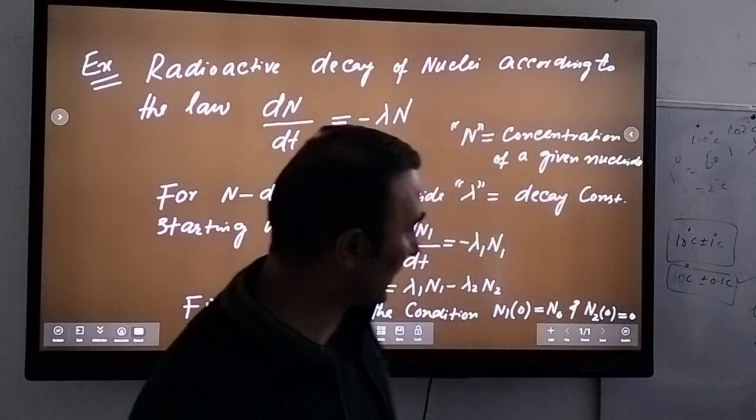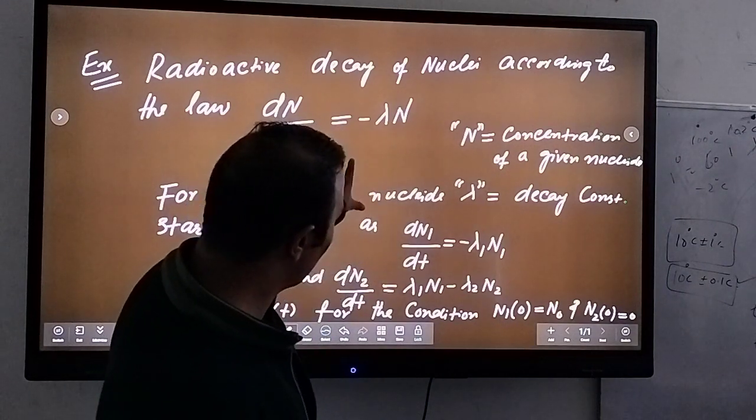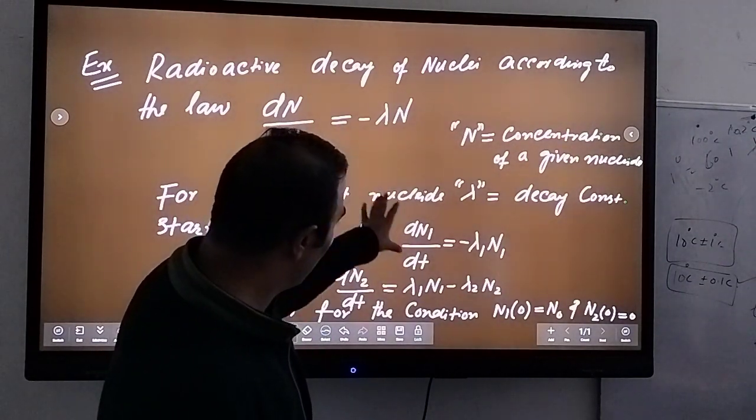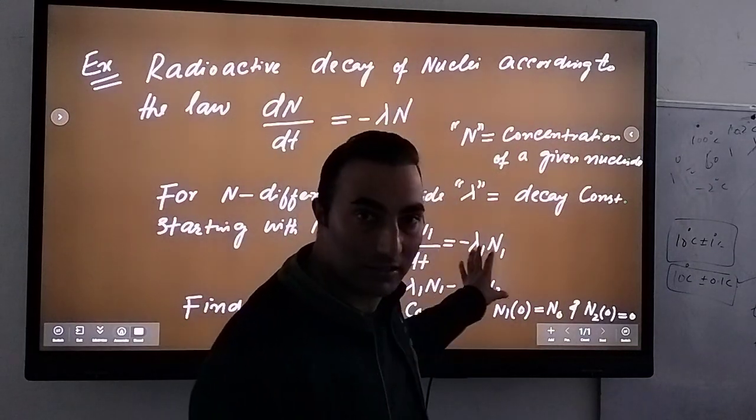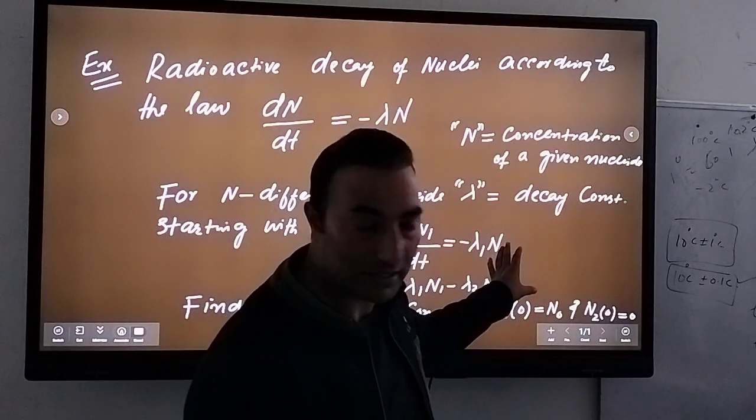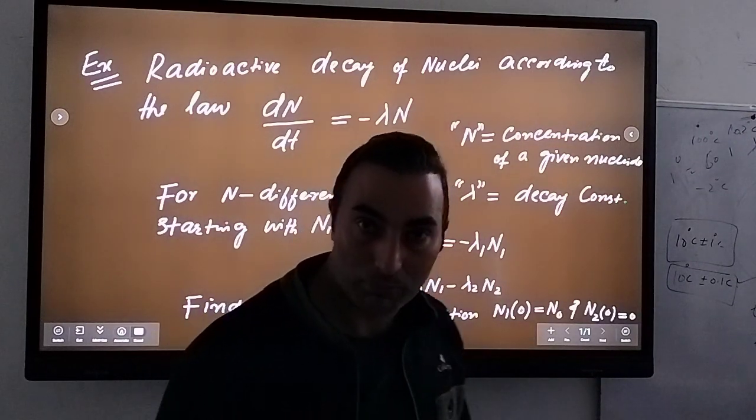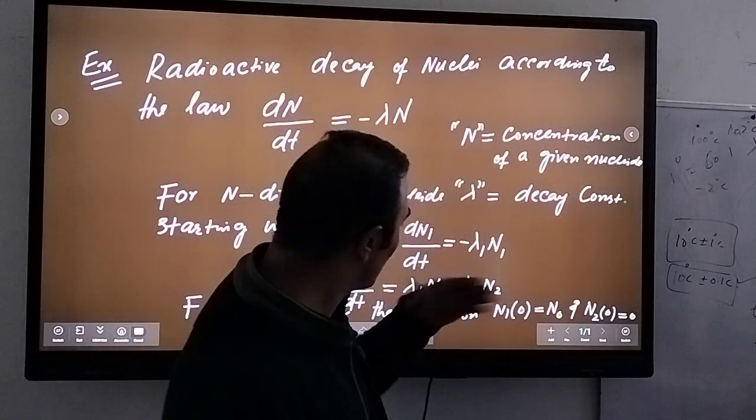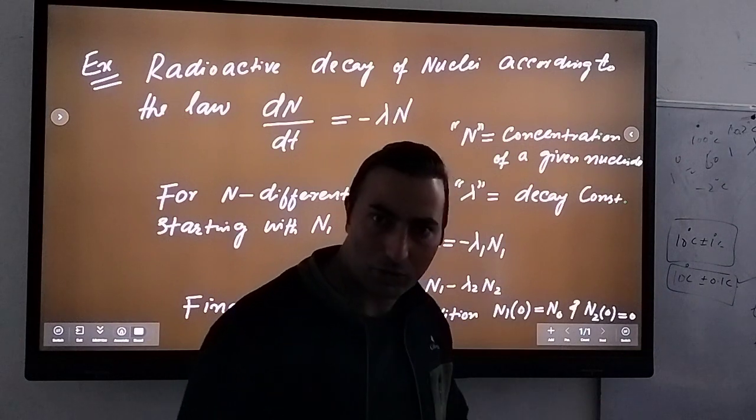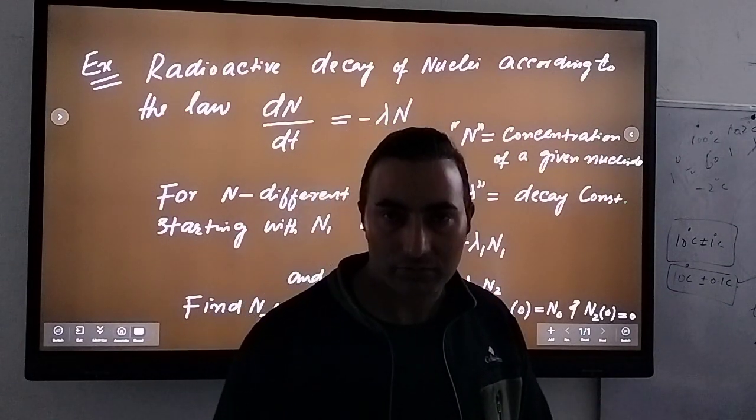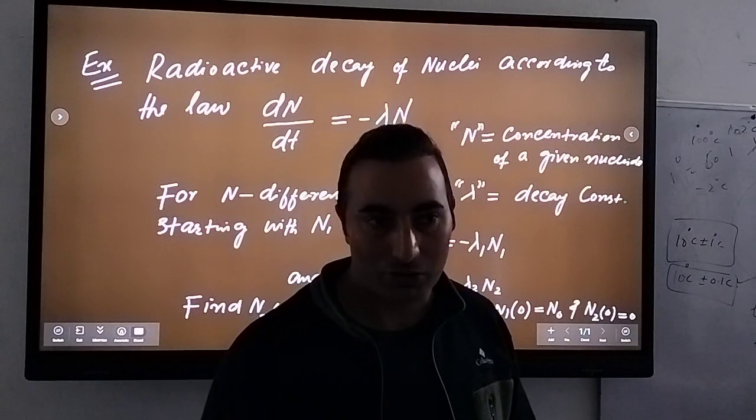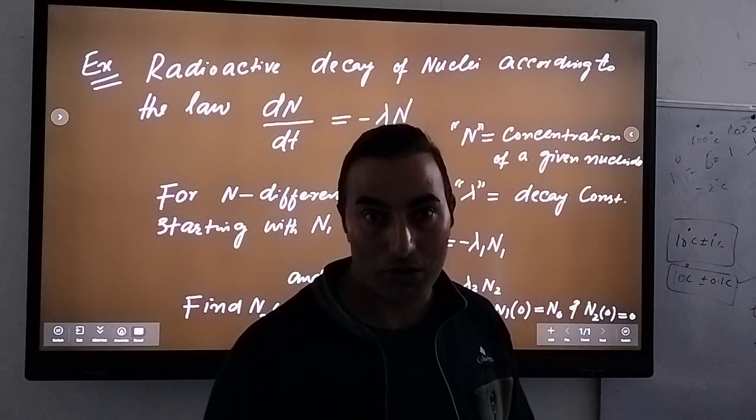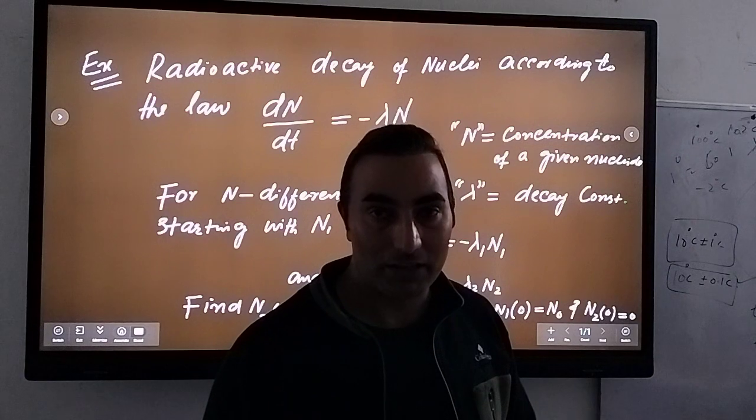So again, let us check now. Suppose we are saying that the first nuclide obeys this differential equation, right? So that means dN1 by dt equal to minus lambda 1 N1. This is simply a homogeneous first order differential equation, right? So we know how to calculate a solution. Either you write the general solution for this homogeneous first order differential equation.